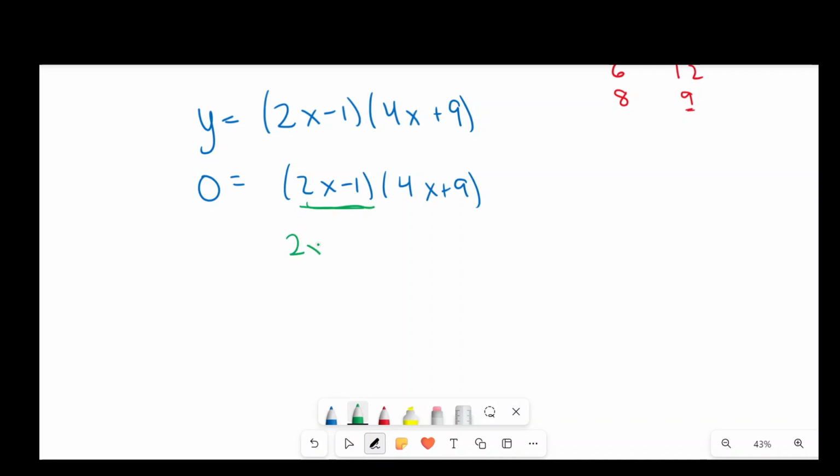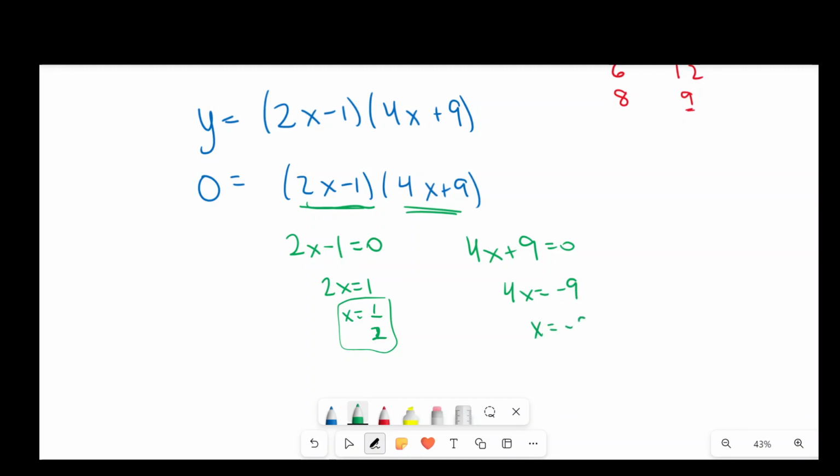So I need the bracket 2x minus 1 to equal 0. So now I'm just going to solve for x. 2x would equal 1, and x would be a half. That's one root. I also want that bracket to equal 0. So solve for x. 4x equals negative 9. x equals negative 9 over 4.